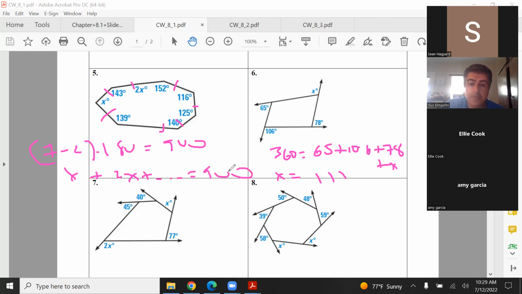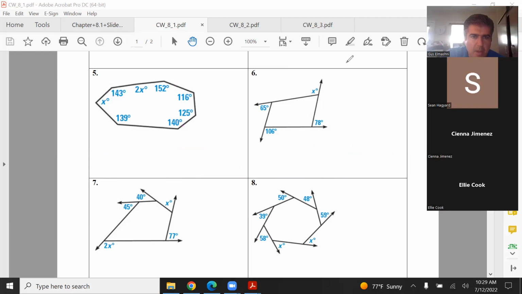Sean, go ahead. You have a question. So what does the 2x mean? Does that change anything? No, that's just one of the angles. Actually, let me take that back. How many sides are here? Oh, wait one sec. That is weird. Oh, no wonder you're confused. I'm confused too.